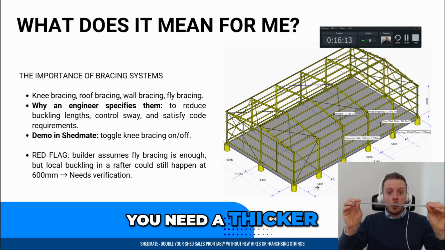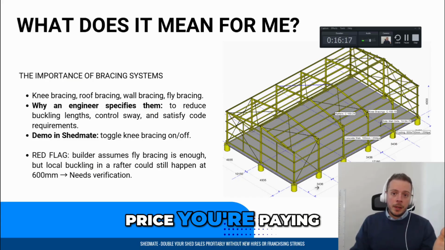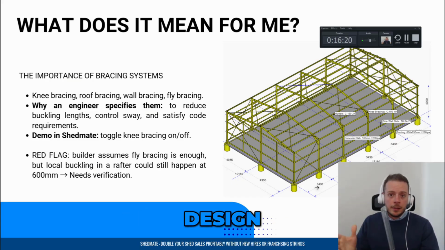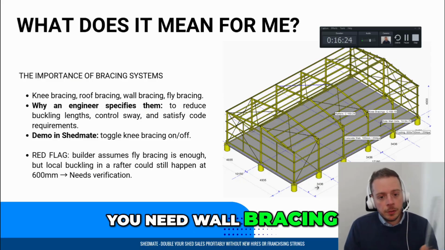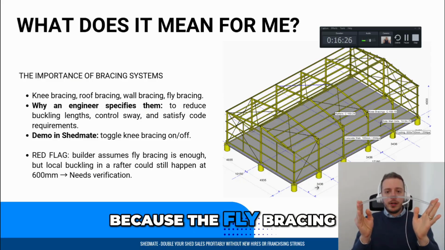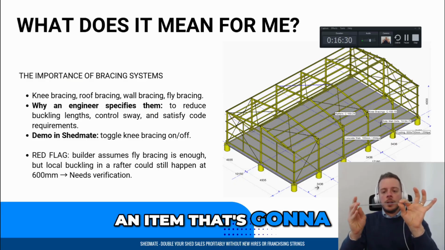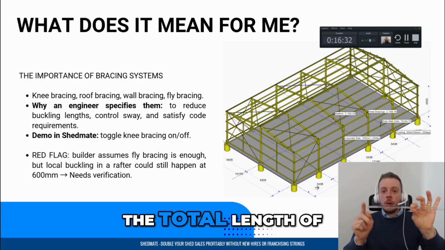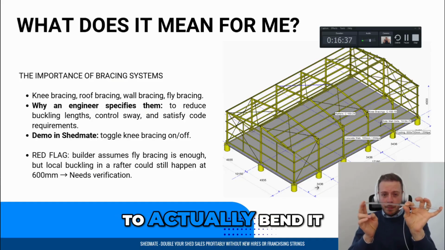Remember, you need a thicker ruler so it doesn't do this, right? This is the price you're paying. If you need a light design, you need bracing. So you need knee bracing, roof bracing, wall bracing, fly bracing, because the fly bracing, knee bracing, all of that is going to act as an item that's going to reduce the total length of that specific ruler. So now I need to put a lot more strength to actually bend it.